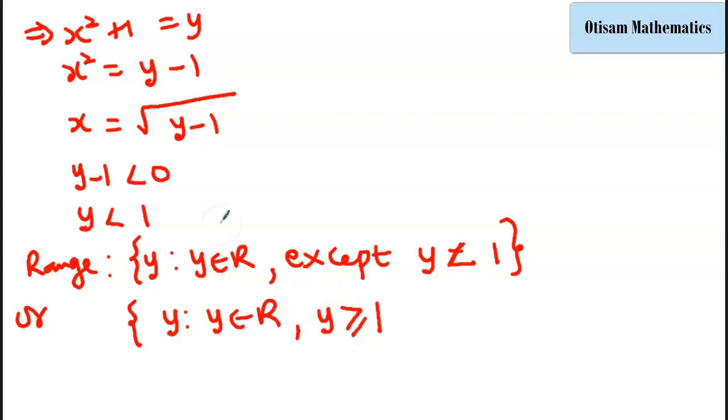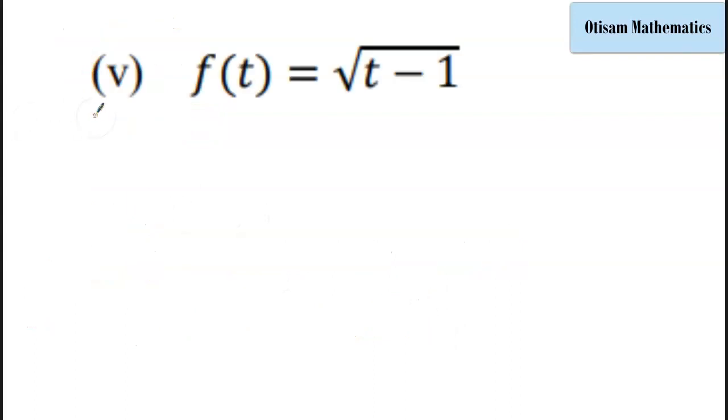I've explained this in my last video. That when it is literally less than, it means that all the values greater or equal to will be satisfied. Let's look at the last one. f of t is equal to square root of t minus 1.